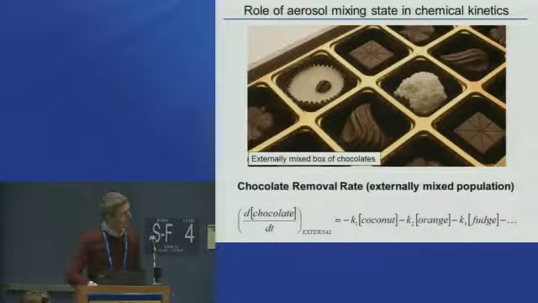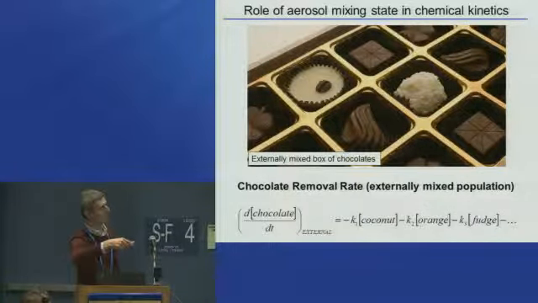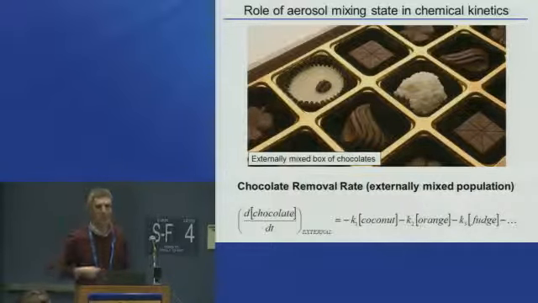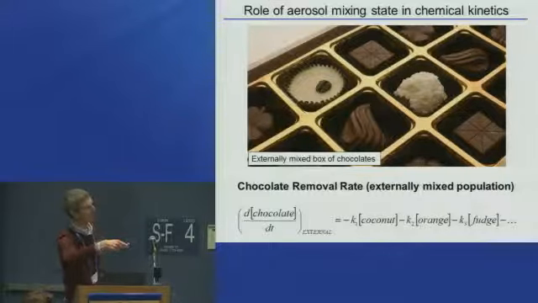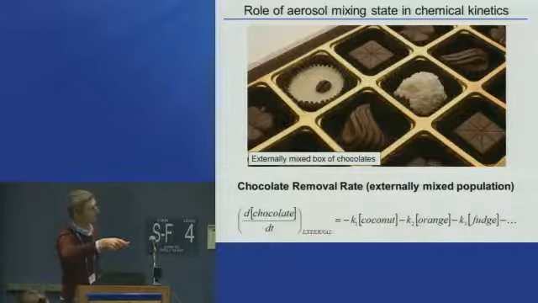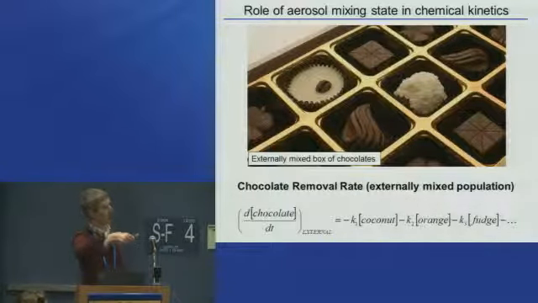And if we wanted to calculate out the chocolate removal rate from this box, we'd have a rate constant for each one of these individual chocolates, right? I mean, some of these go really fast, we know that. And some of these, like at least in my house, they're going to stay there for the rest of the year, right? But we need to know the rate constant for the removal rate of each one of these pieces of chocolate, right? If we want to be able to model this externally mixed box of chocolate.